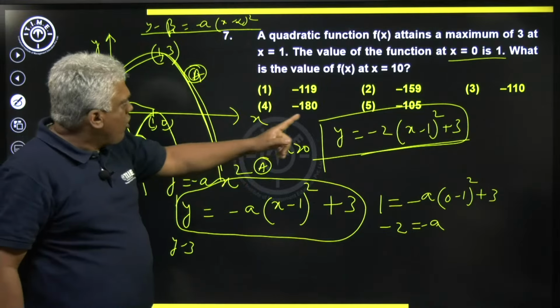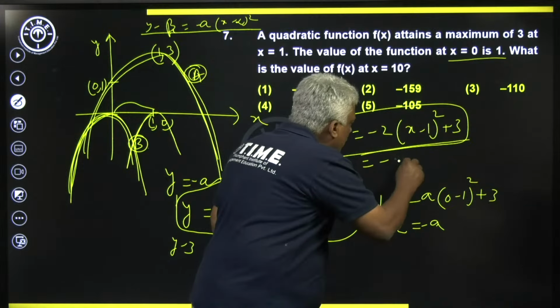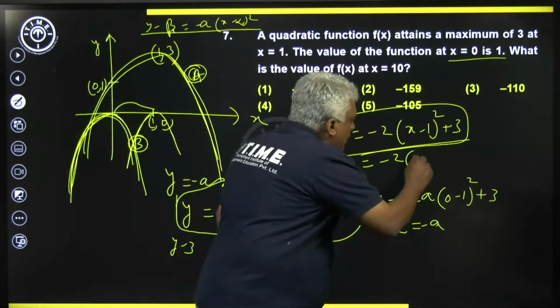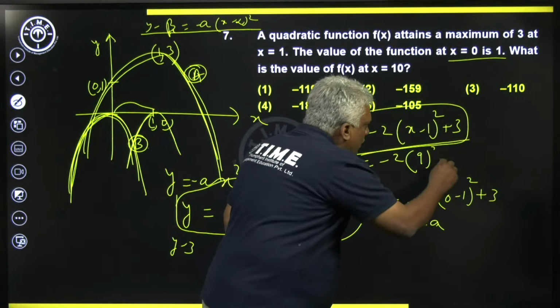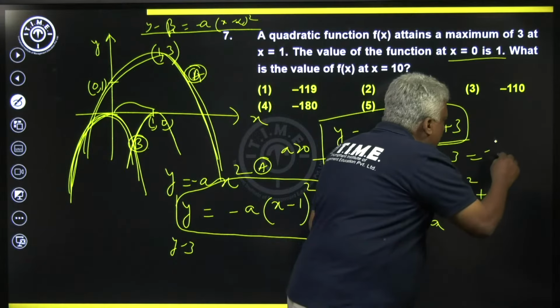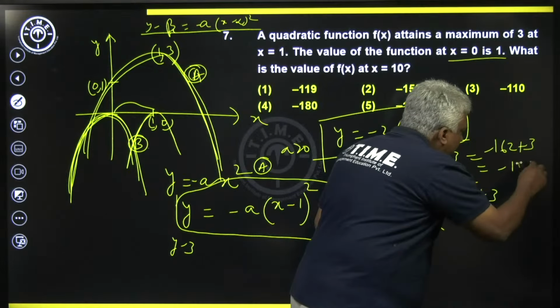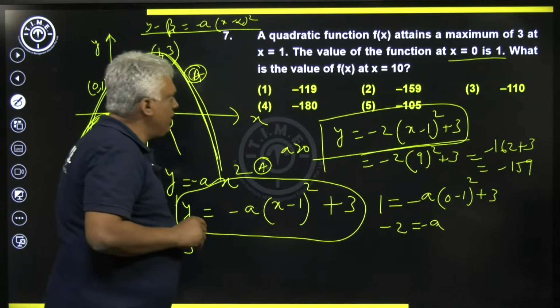Now here we want the value at x equal to 10. Put x equal to 10 here. So minus 2 into 10 minus 1, that is 9, so 9 square plus 3. 9 square is 81, so minus 162, minus 162 plus 3. So it will be minus 159. So the answer is minus 159.